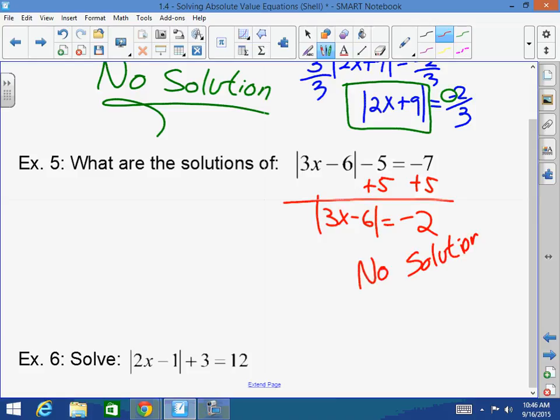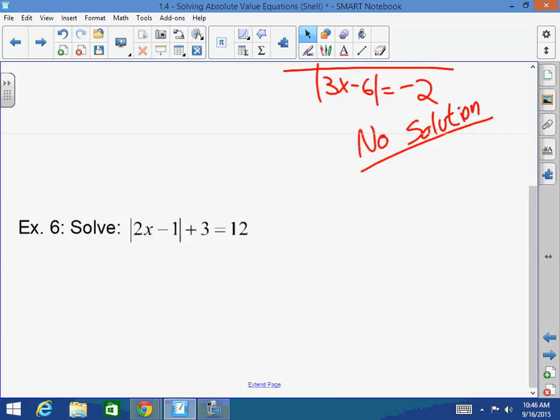Again, once we get that absolute value alone, if that absolute value equals a negative, that's it. There's no solution. Done. Bye-bye. You feel me? Okay. Here, what do I have to do to get the absolute value alone?